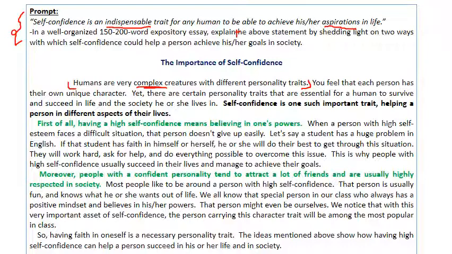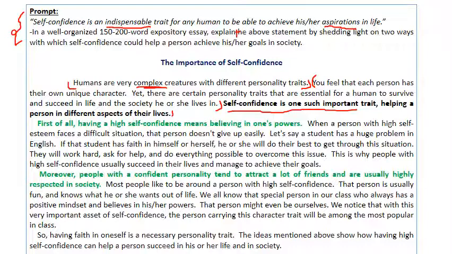Now, the background information, you feel that each person has their own unique character or special character. Yet there are certain personality traits that are essential for a human to survive and succeed in life and the society he or she lives in. Notice how I am setting the background here in those sentences. Now my thesis. Self-confidence is one such important trait helping a person in different aspects of lives.